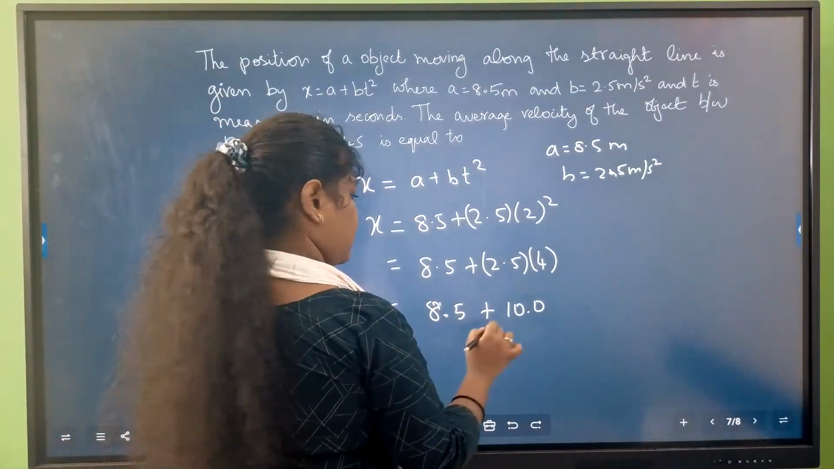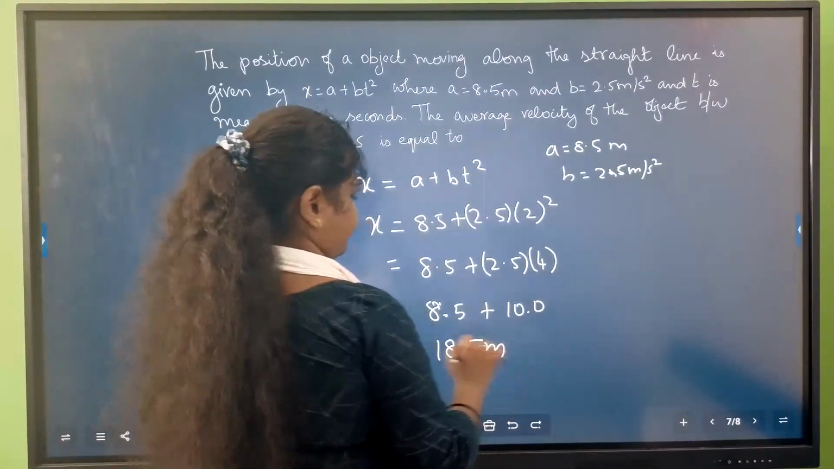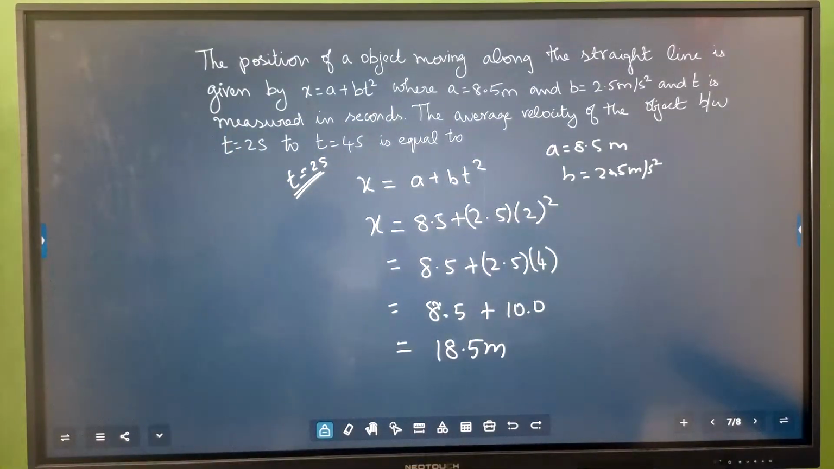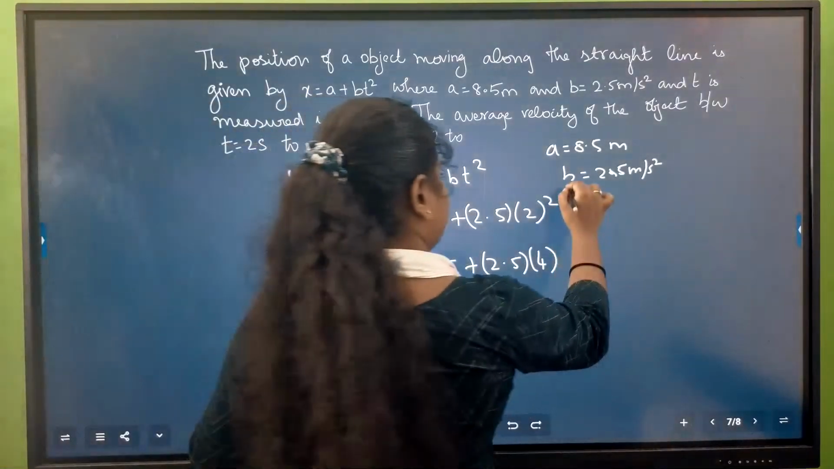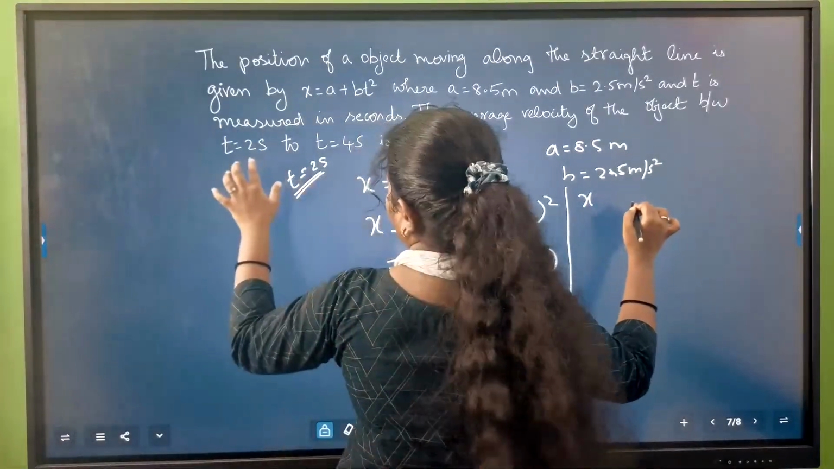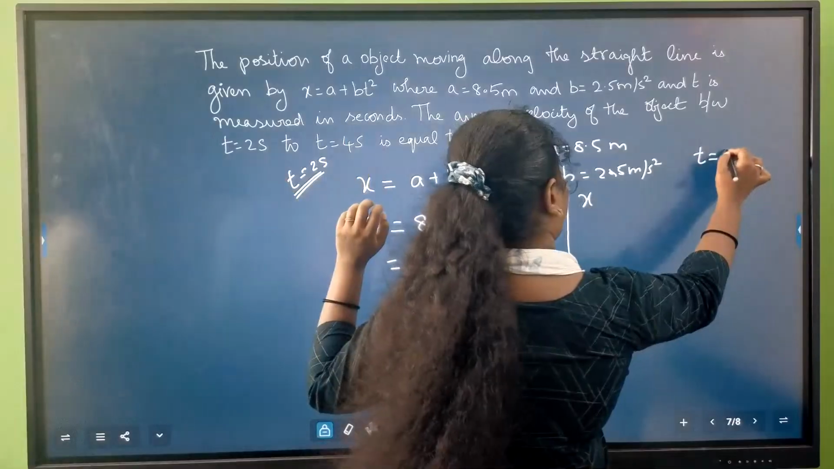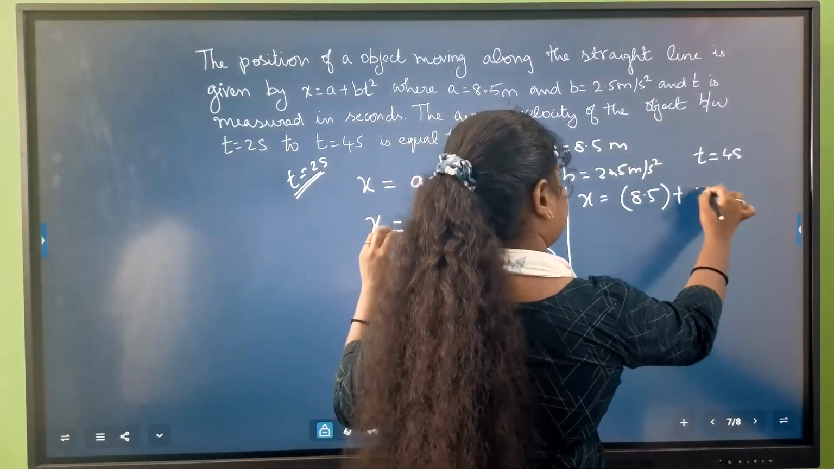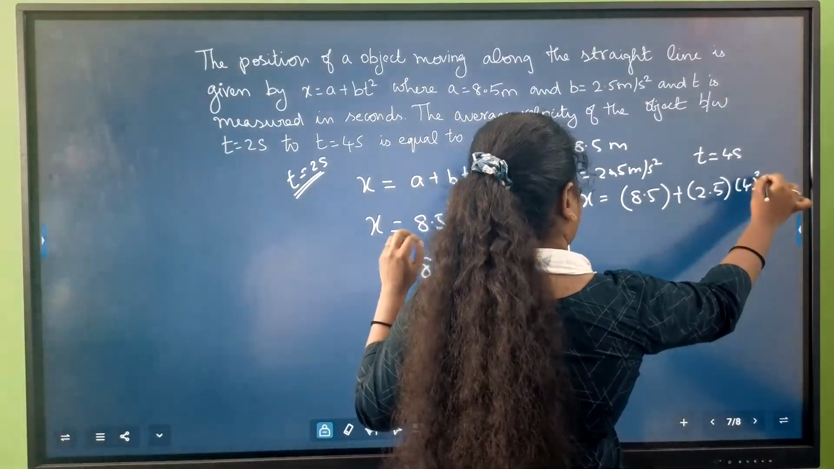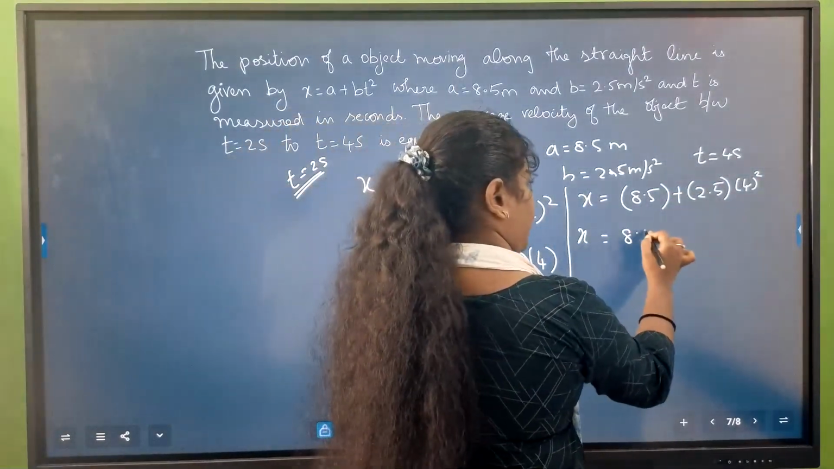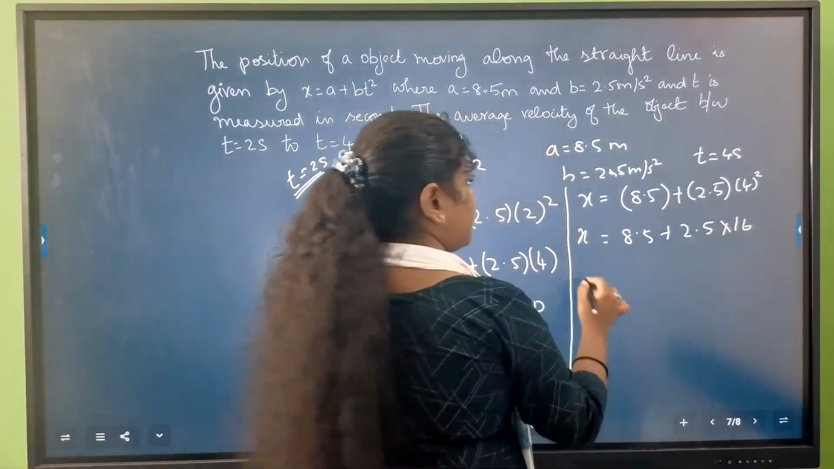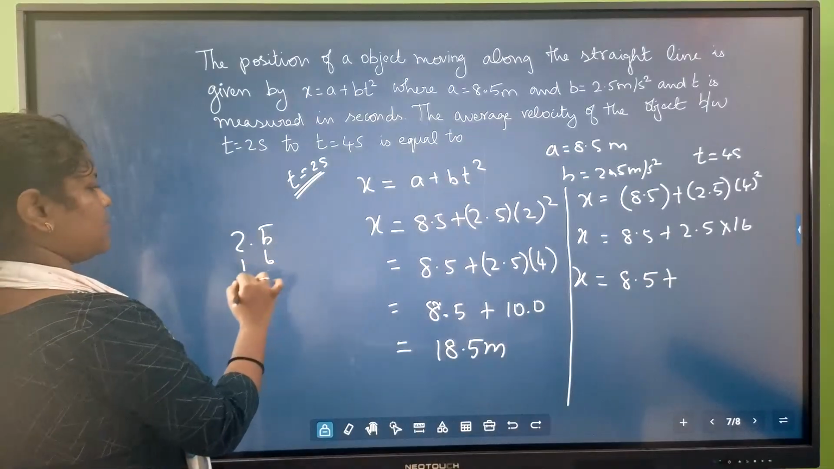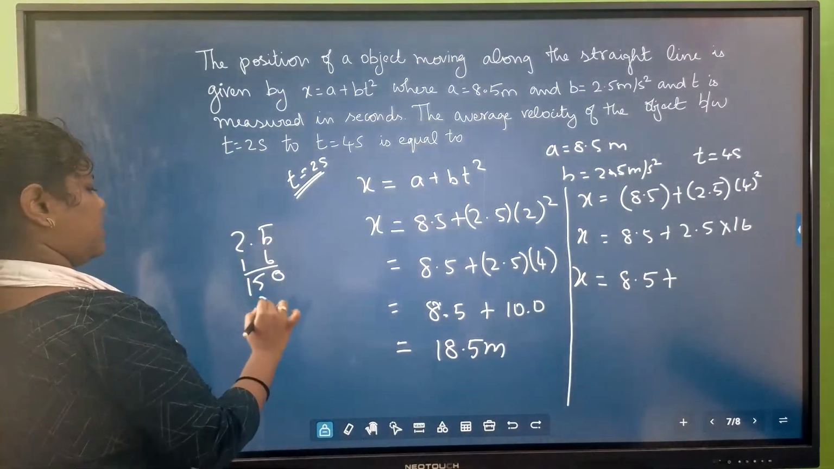So நம்ம என்ன பண்ணனும், this 18.5 meter ஓகேவா, இது உங்களோட t equal to 2 seconds. next case if you substitute for x, time is equal to 4 seconds க்கு substitute பண்ணோம்னா your x will be அதே a plus bt square. so 8.5 plus 2.5 into 4 square. correct so it is 8.5 plus 2.5 into 16. so the x will be 8.5 plus what will be your 2.5 into 16, just substitute it here, it will be 40, so it will be 48.5. am I correct?